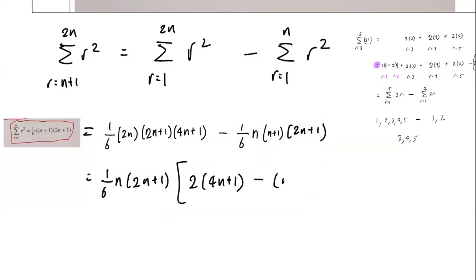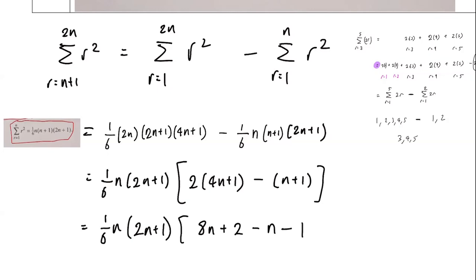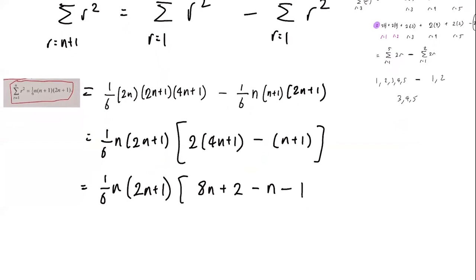So minus away bracket n plus 1. 1 over 6 times n times 2n plus 1, close bracket, times 2 times 4n is 8n, plus 2 times 1 is 2, minus away n, minus away 1. Simplify a bit more, 8n minus n is really just 7n. 2 minus 1 is just plus 1. Okay, then we get our final answer.